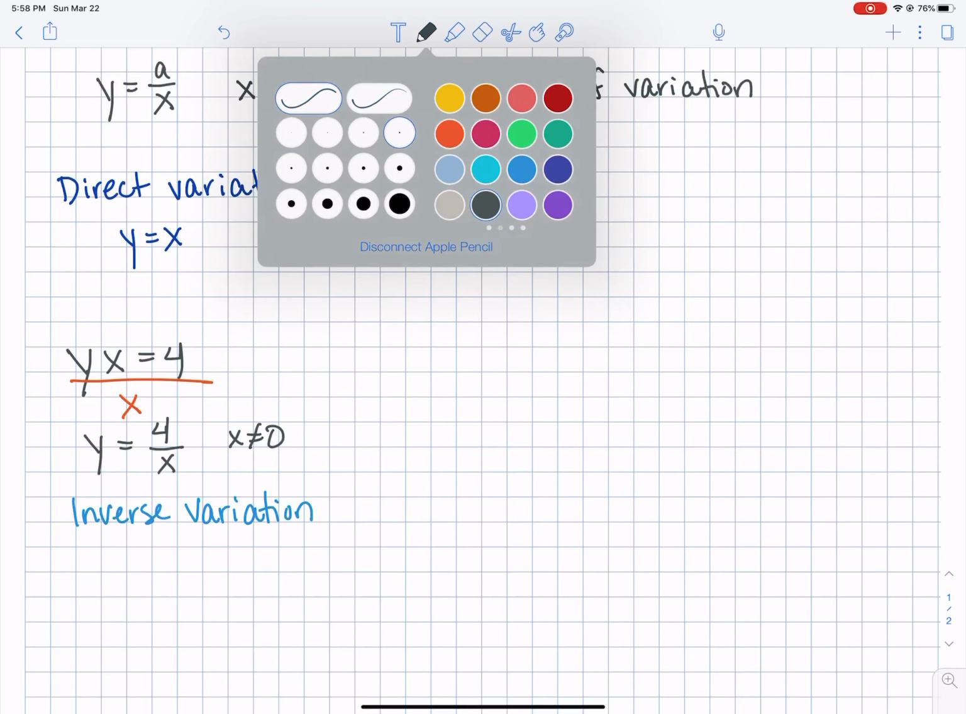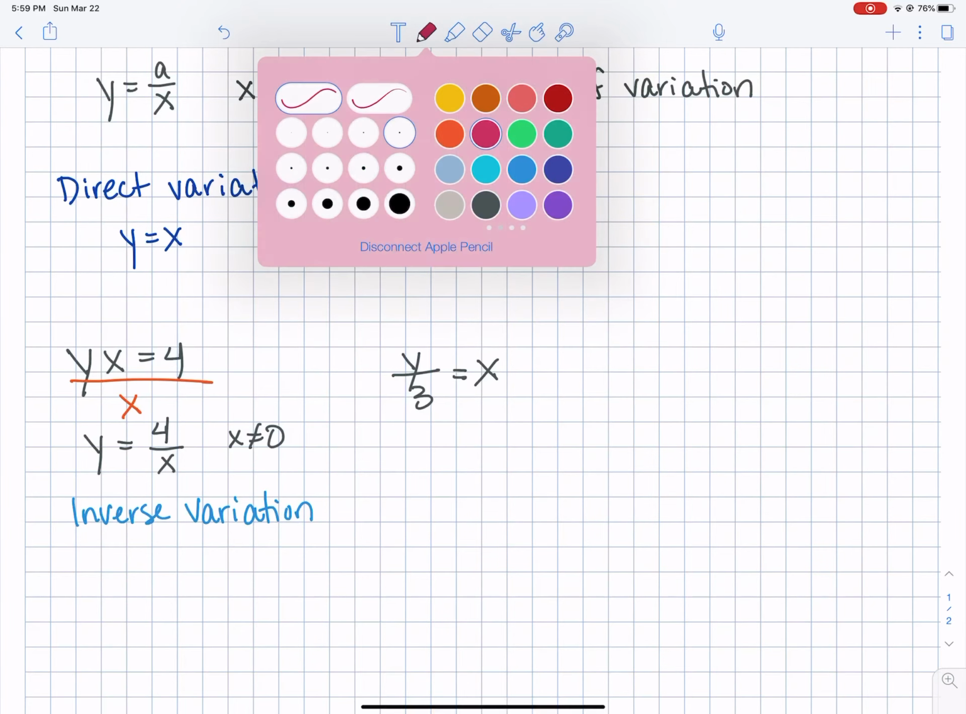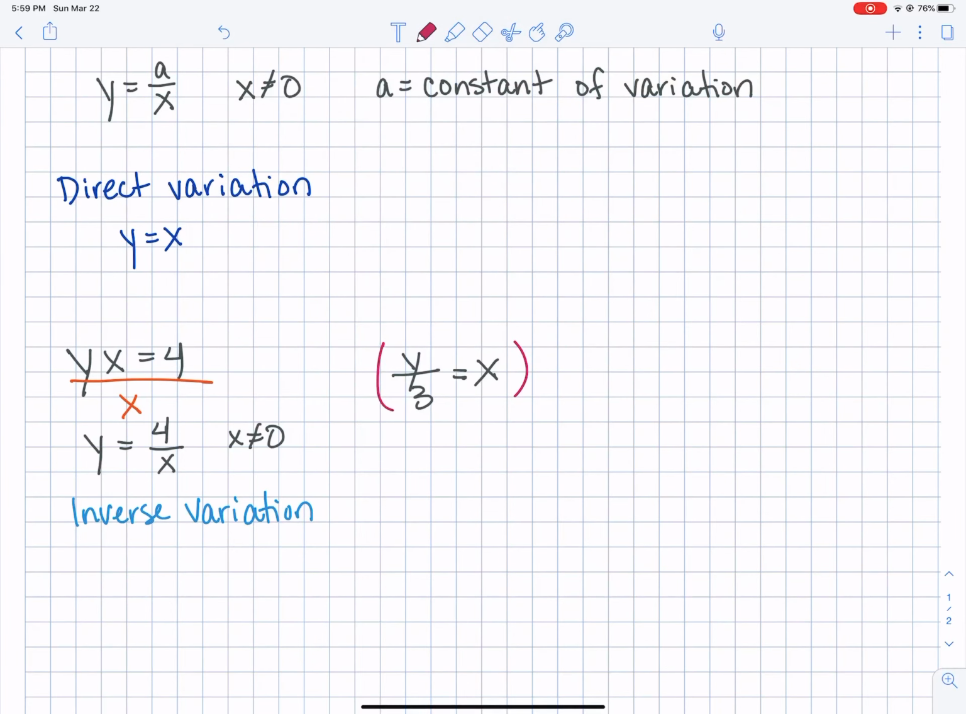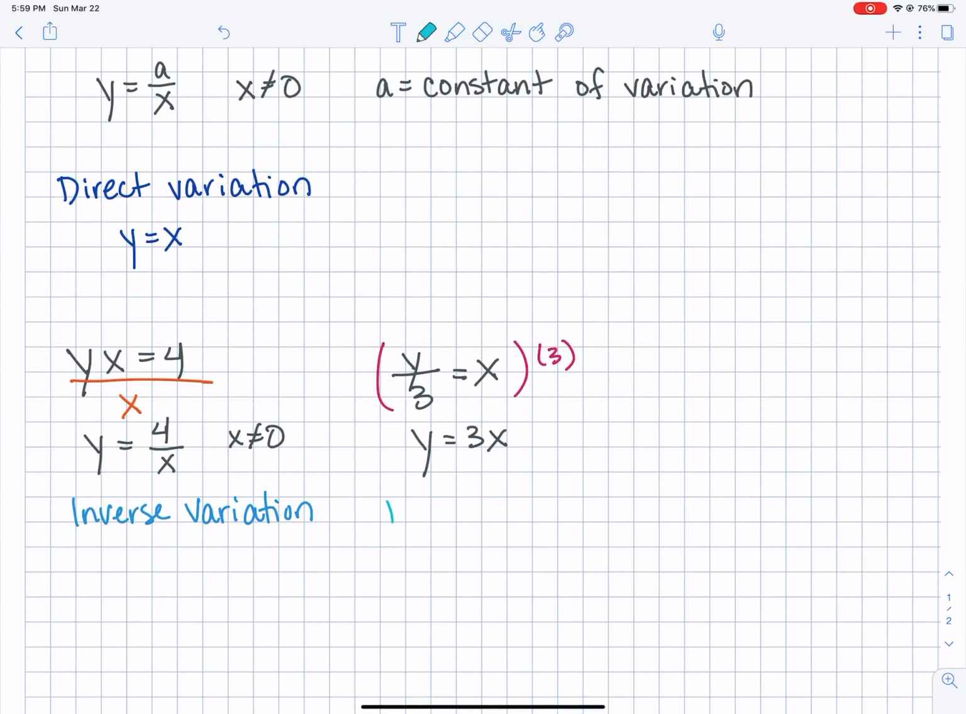And then I might have some other equations that we're going to use. So I might have something like y over 3 is equal to x. Again, this might look like inverse variation because we have a fraction. However, if we solve for y, meaning that I'm going to multiply both sides by 3, then I see that y is equal to 3x. It's a linear equation, meaning that we can classify this as direct variation.